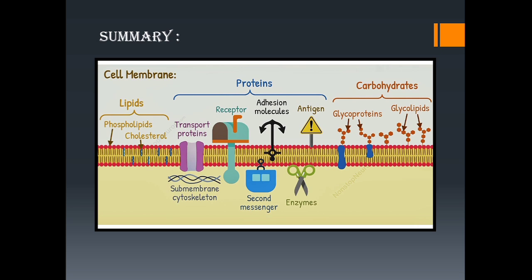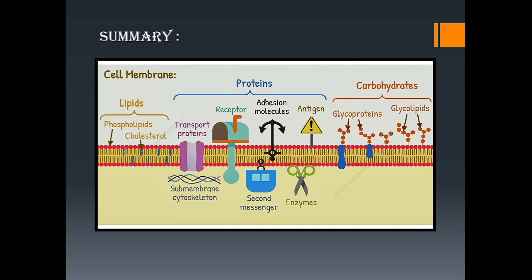You can see proteins perform many functions and can be seen in various types. They help as transport proteins, and as receptors which receive molecules from outside to inside. Proteins also work like adhesion molecules. Adhesion means they attach, helping in anchorage, holding some molecules which are necessary to the cell and attached to these proteins. That's why they work like adhesion molecules. And they also work like an antigen.